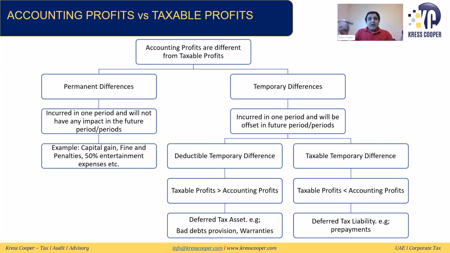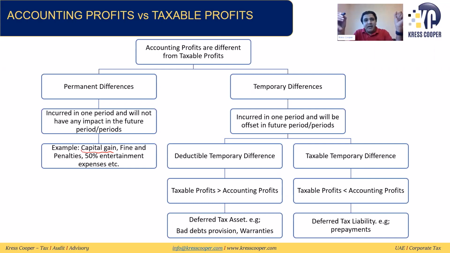If these are permanent differences, these differences will have an impact in one tax period. They will not have an impact in the subsequent tax period. And the best example is capital gains. Capital gains is not subject to corporate tax, but capital gain is income in the books of accounting. So it will have an impact in one tax period. It will not have any impact in the subsequent tax period.